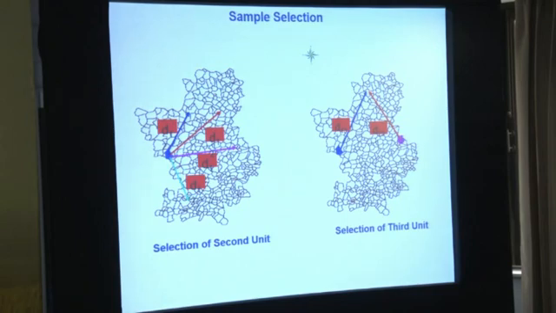Whichever has the highest probability will be selected. Once two units are selected, then in this figure you can see here that all other selected units will take the distance from the first as well as the second for the third unit.